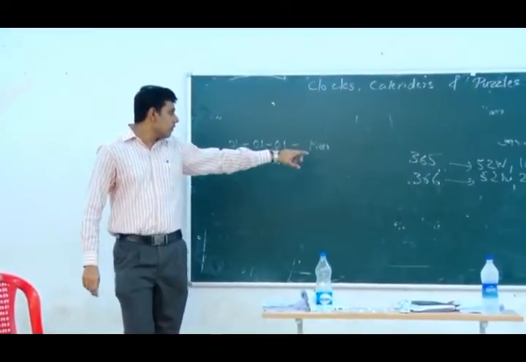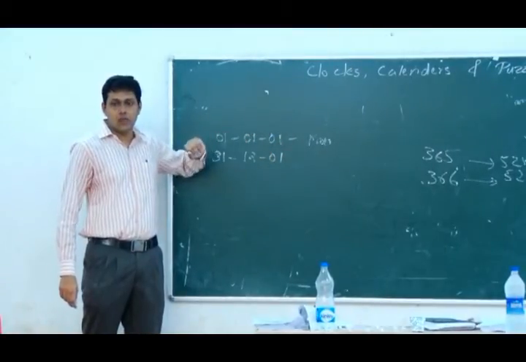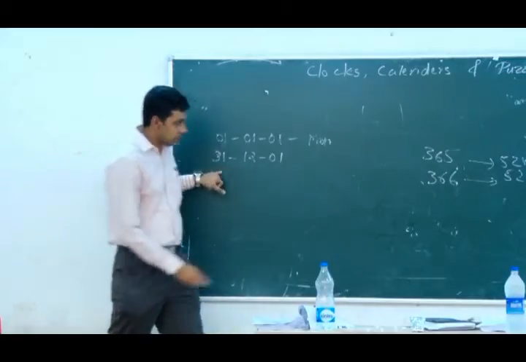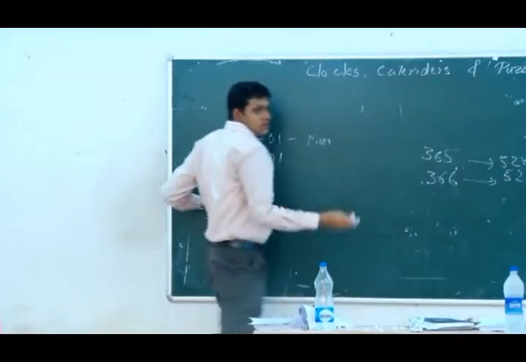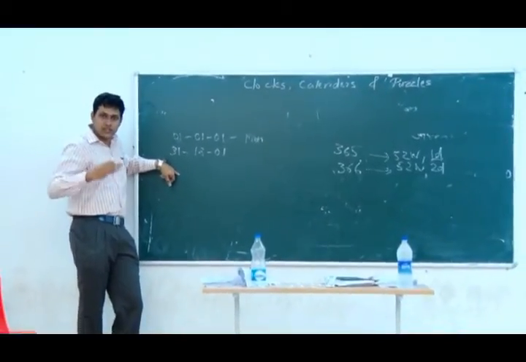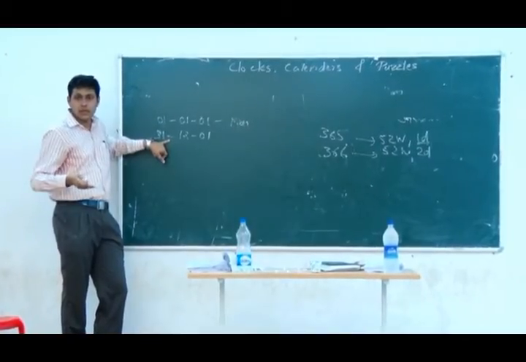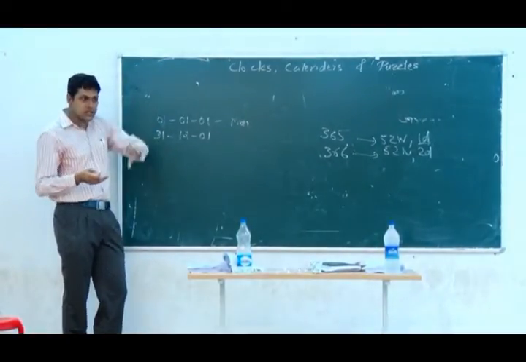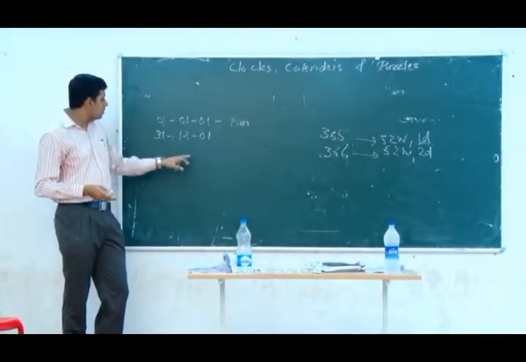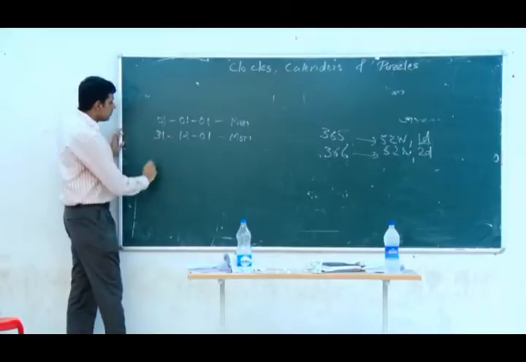Okay, so I told you we have 52 weeks and 1 day extra. So just before 31st, the last day, 52 weeks are completed. Last day to 52 weeks completed. Okay, so the last day will be Sunday. 52 weeks are fully completed means up to Sunday. So 31st may be Monday.